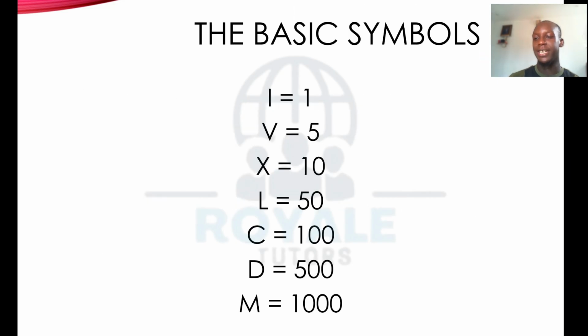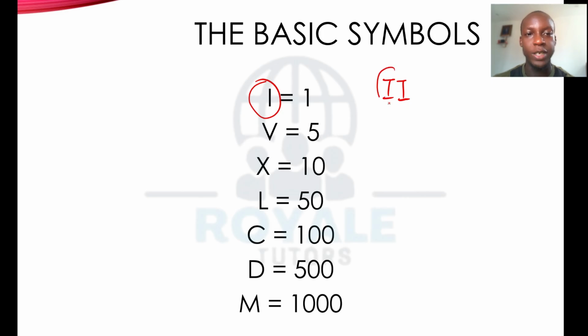So, like I said, from our objectives, we have some basic symbols that are used to represent numbers when it comes to Roman numerals. The first on that list is I. As you can see here, I represents 1. It means that anywhere we see I under the Roman numeral system, it represents what? 1.